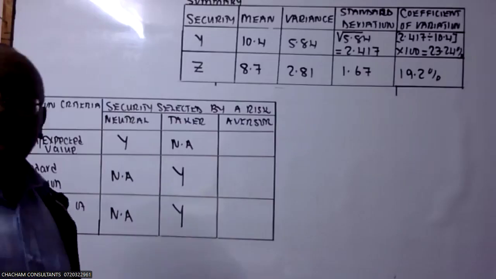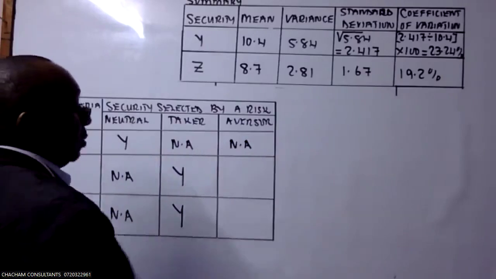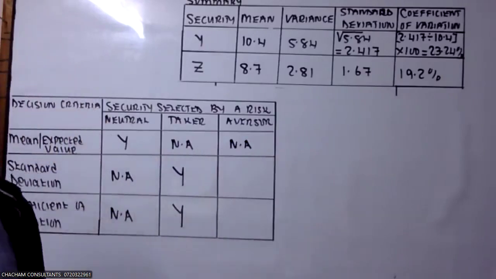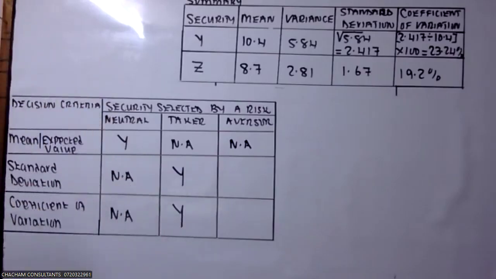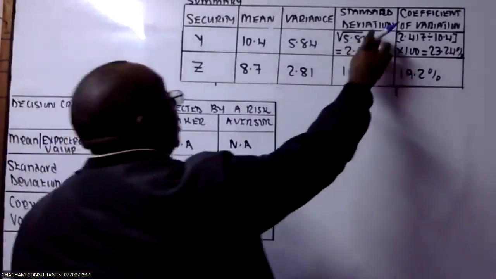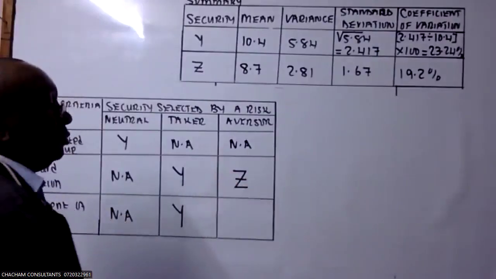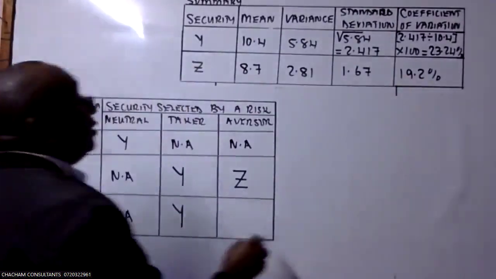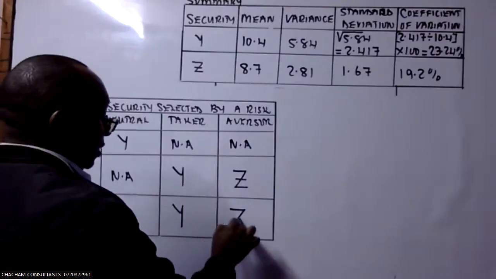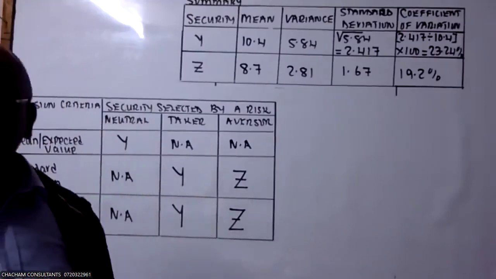Risk averse yeye hatumii mean, does not use the expected value. So what happens is he computes risk, anaangalia hii na hii, anaendea ile dogo. So you go for Z. Akitumia standard deviation, na vile vile hapa akitumia CV atatendea Z. That is what happens.